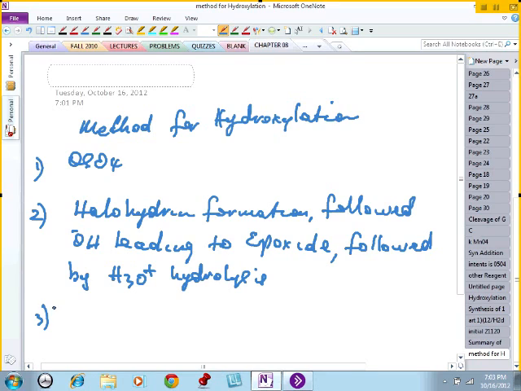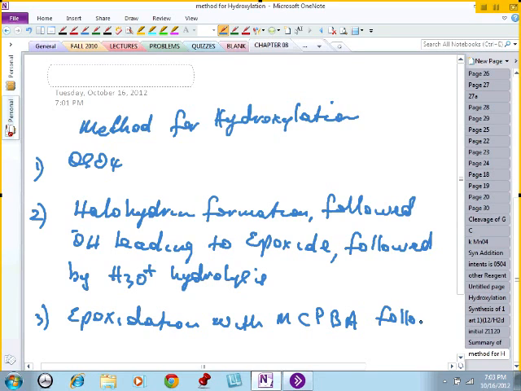Okay, what is the third one? Using peroxybenzoic acid epoxidation, with peroxybenzoic acid, MCPBA, followed by hydronium ion hydrolysis.